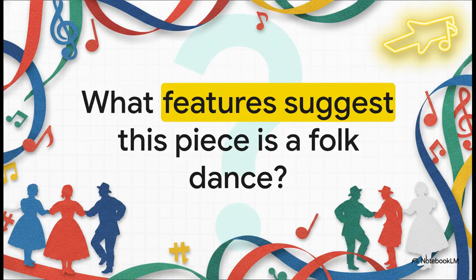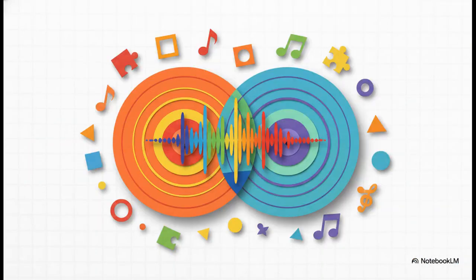Now, if an exam question asks something like, what features suggest this piece is a folk dance? Listen, that word features is a giant neon sign pointing straight to descriptor D. You aren't analyzing history or culture here. You are strictly analyzing the notes on the page and the sounds in the room. So the big takeaway for descriptor D is that it's all about recognizing similarities and differences based purely on how the music actually sounds. Your students need to experience incredible diversity, sure, but the focus is on identifying those specific, tangible musical elements.